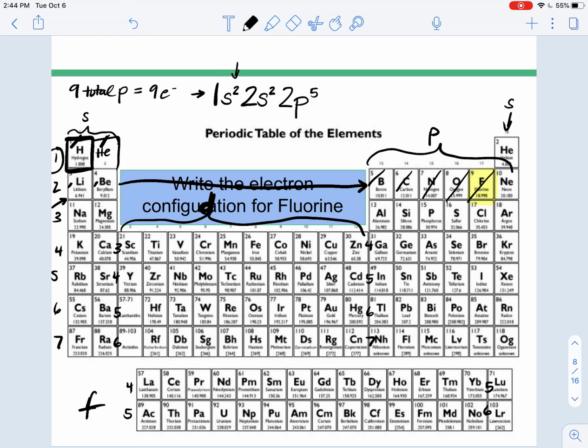Okay, if I add up these little numbers, 2 plus 2 plus 5, I should get the number of electrons that fluorine has, which is 9. That's how you know you did it right. All right, so this is the electron configuration for fluorine.